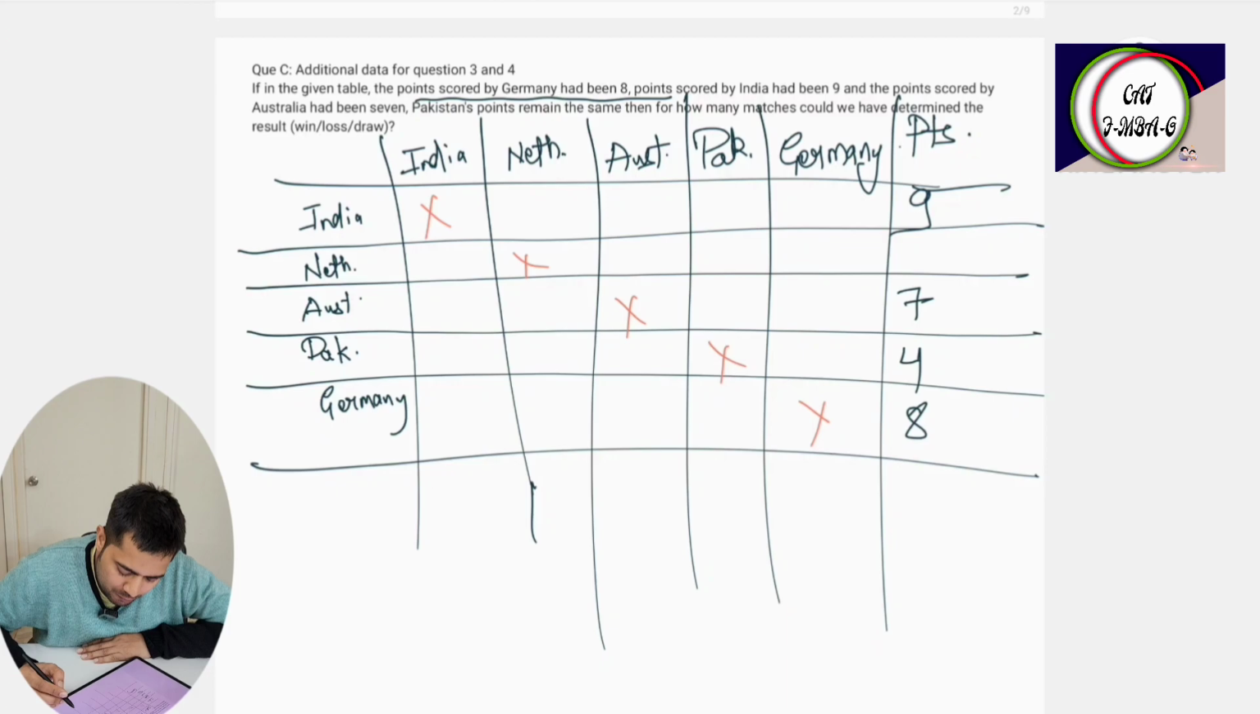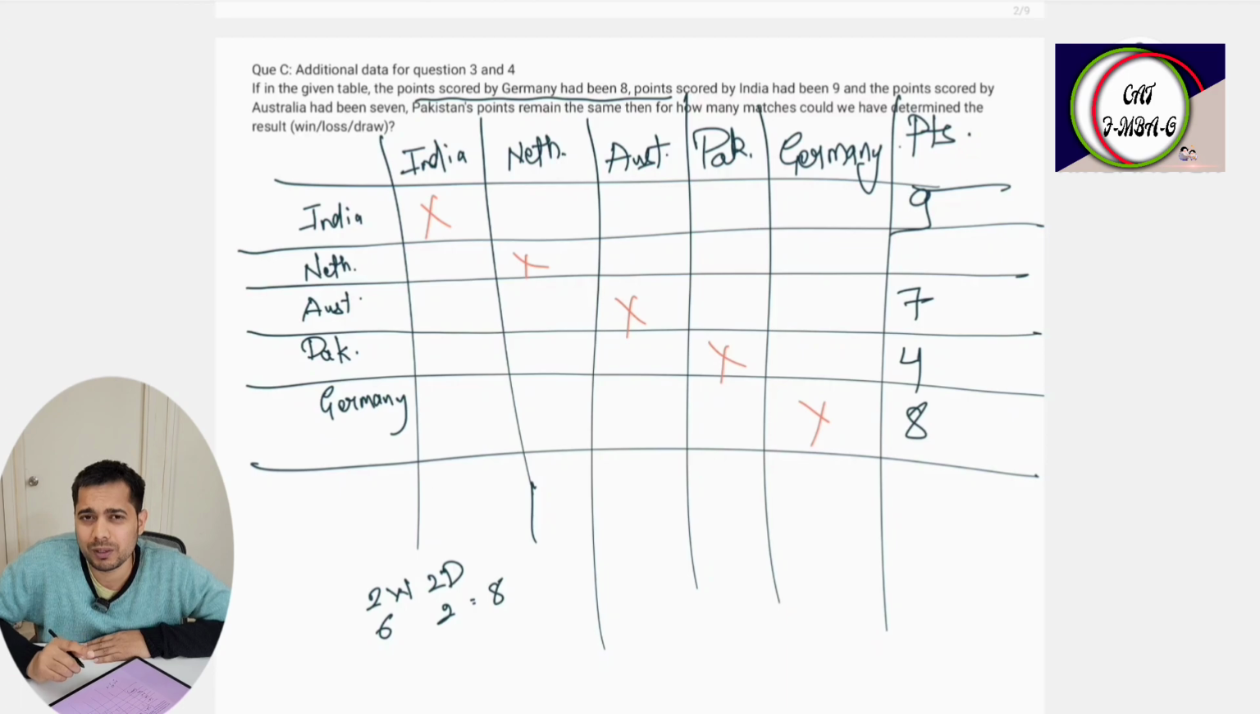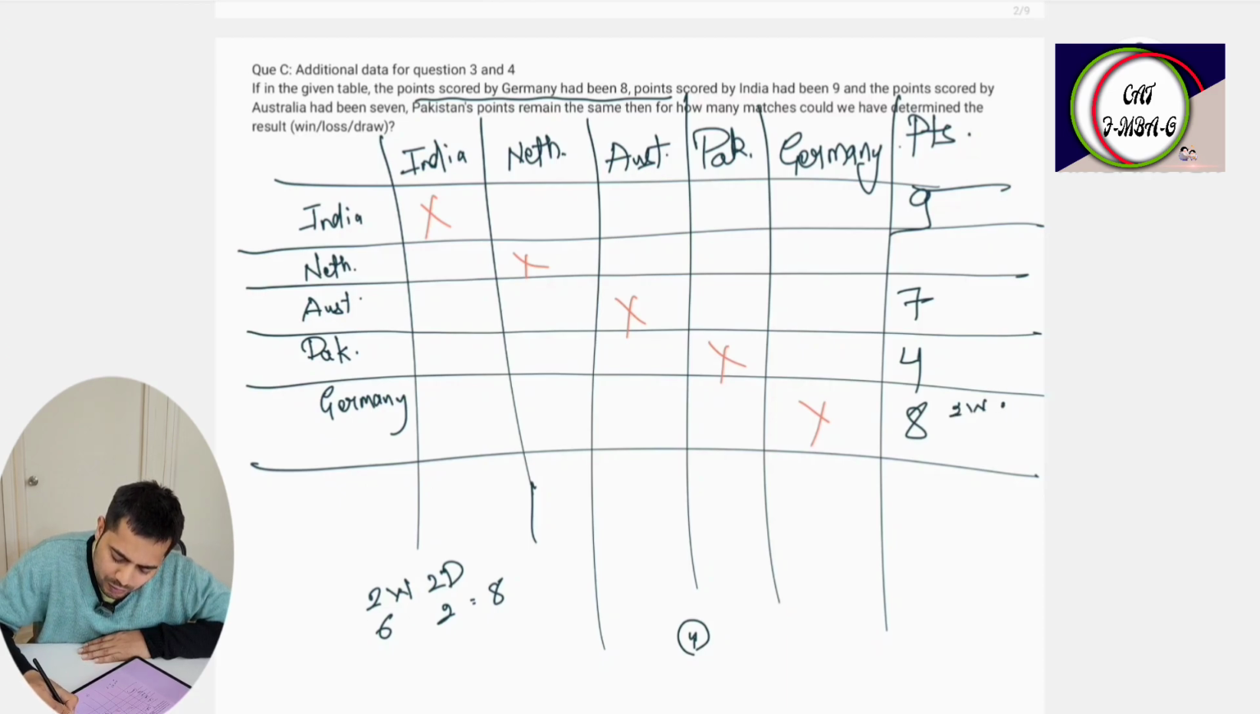Generally, 2 wins are required. So 2 wins and 2 draws, then only 8 can come. So 6 and 2, so 8. Any other combination is not possible actually. Let us say 4 draws are there. Then how will you get the remaining 4 points? So 2 wins and 2 draws. Pakistan has 4.